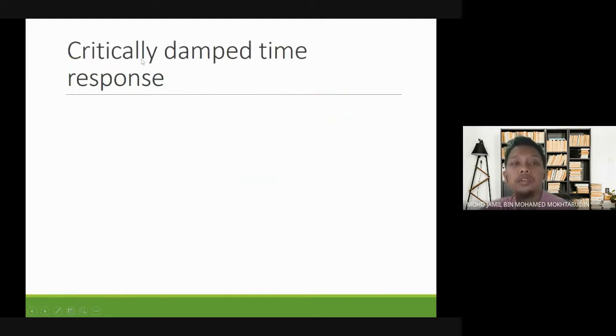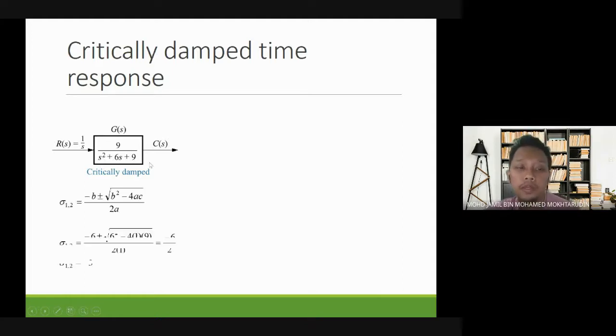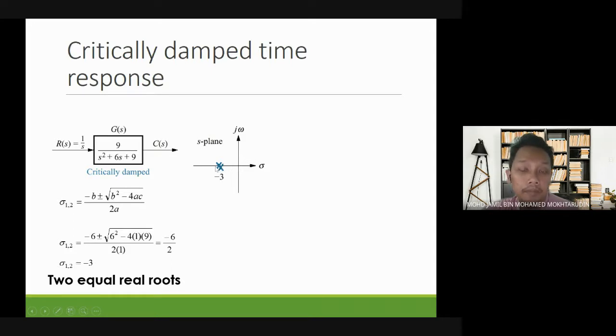So lastly is the critically damped time response. Okay, so let's say G(s) equals 9 divided by s squared plus 6s plus 9. So we find poles. So we get only one pole for both sigma 1 and sigma 2. So we get two poles but equal in values, okay, and real. And if we plot in S-plane, both of the poles are exactly on the same real axis, okay.